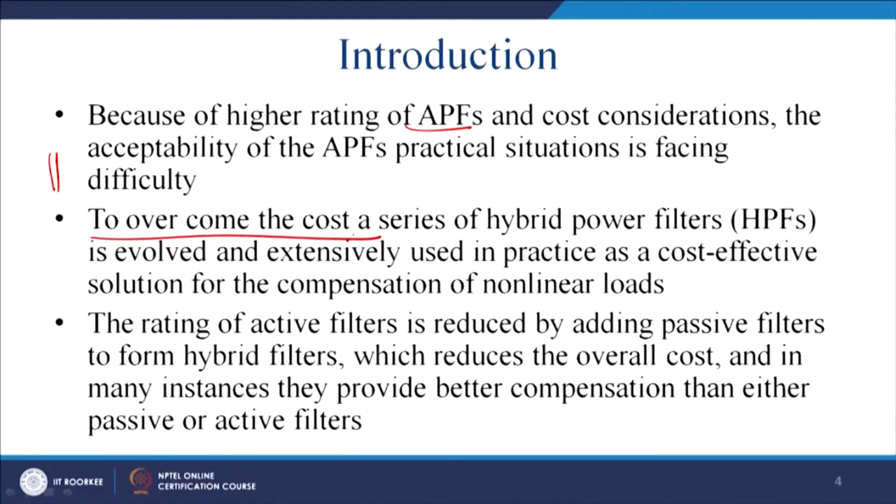For this reason, to overcome the costs, the series hybrid power filter has evolved and is extensively used in practice as a cost effective solution for the compensation of nonlinear loads. So, you have fifth harmonic and seventh harmonic voltages and you can do this series compensation. The rating of the active filter is reduced by adding the passive filter to form the hybrid filter, which reduces the overall cost, and in many instances it provides better compensation than either the passive or the active filter alone. Why? Because you please understand it.